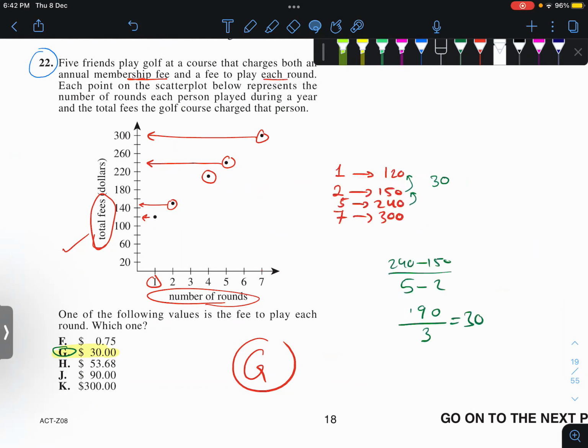Okay. And when it's 1, it's about 100 and something. 120 to 150. If we subtract 150 minus 120 is 30 over 1, or 240 minus 150 over 3, it's 30. 300 minus 240, okay, it's a 60 over 2, which is a 30. So it's a constant increase each time. Okay.